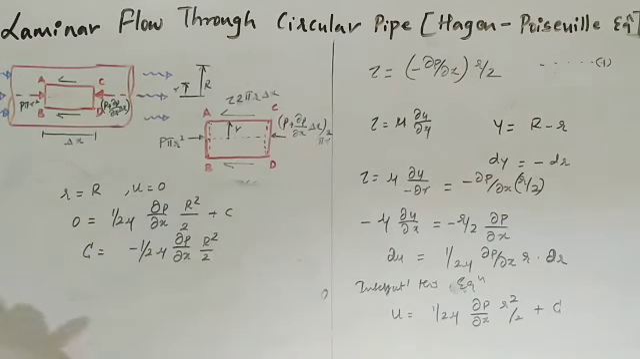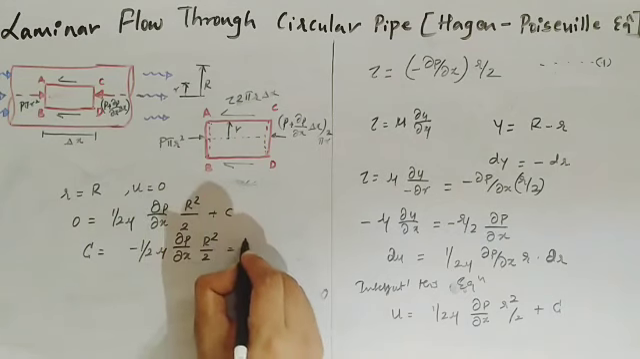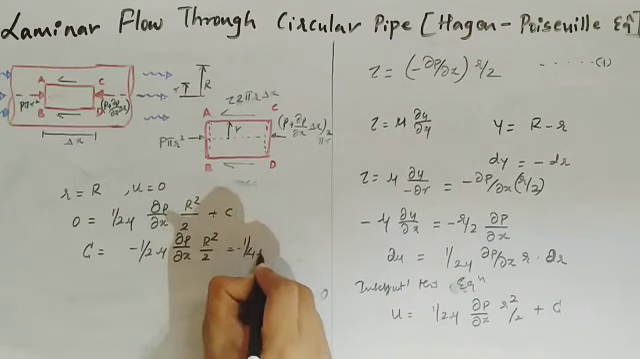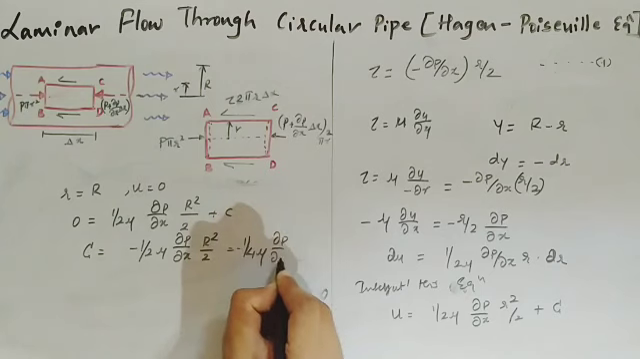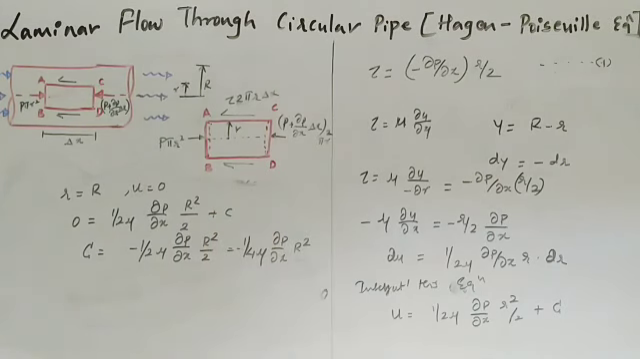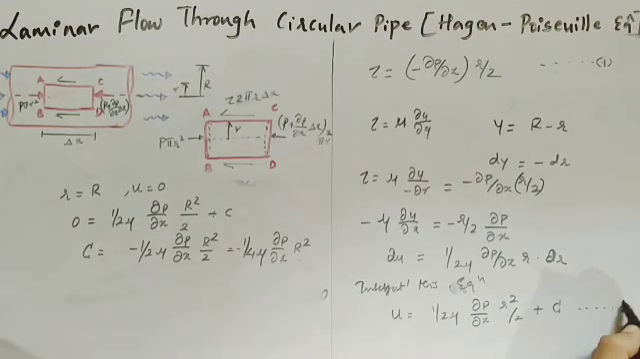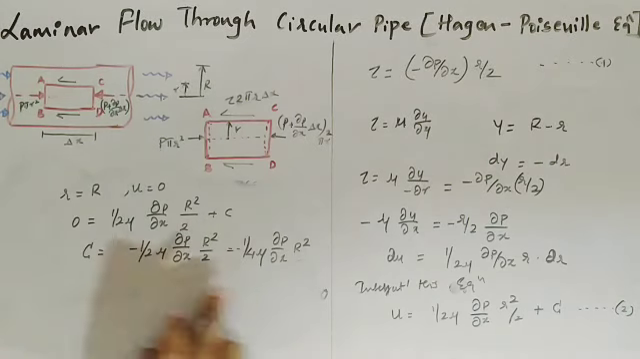So this is our equation. Again, if I simplify this one, it will be minus 1 by 4 mu dou p by dou x R square. So this is a constant value. The integration constant value is minus 1 by 4 mu dou p by dou x R square. So this c value is to be substituted in this equation. I will consider this as equation 2. Let us substitute this integration constant in equation 2.